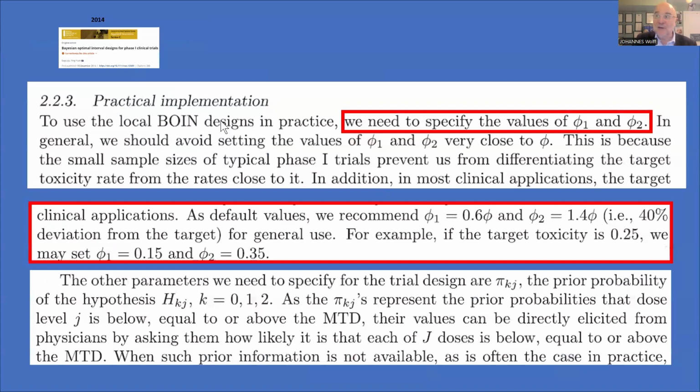So in the beginning of writing a BOIN design, you need to specify phi 1 and phi 2, and the authors recommend 0.6 times phi for phi 1 and 1.4 times phi for phi 2. So in an example that they have of 25%, here we are again, that would end at 15% at the lower limit and 35% as the upper limit.